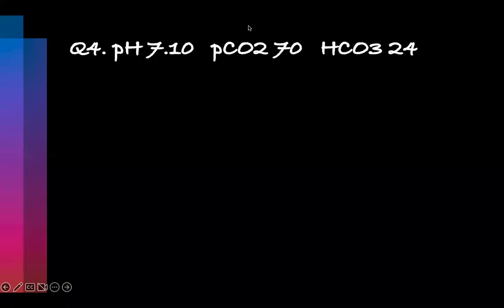Same thing, next one. We write our 7.4, we write our 40, and we write our 24. Then you look at this, you say this is way down, right? Therefore, it's an acid. An acid, what do I expect? I expect CO2 to go up and bicarb to go down. That's what an acid is. And what has happened? CO2 went up, bicarb stayed the same.